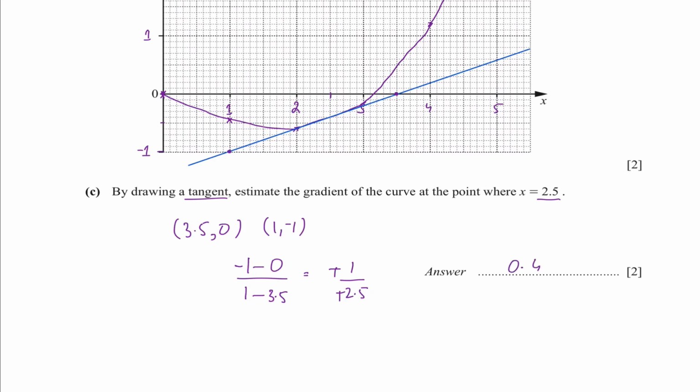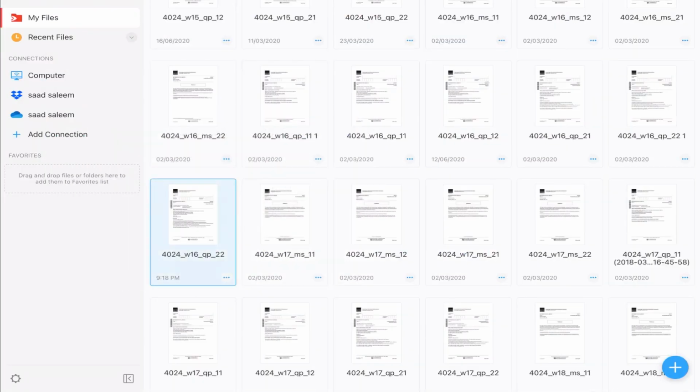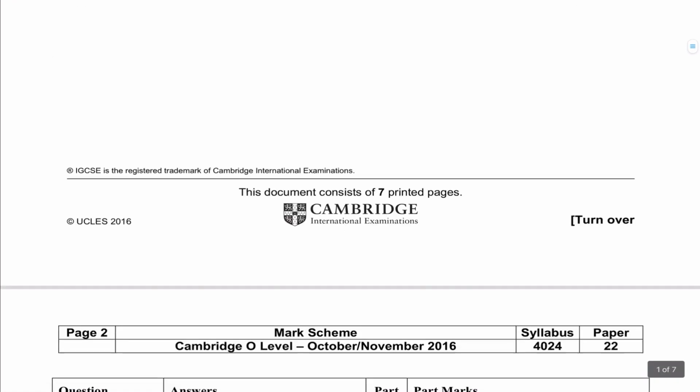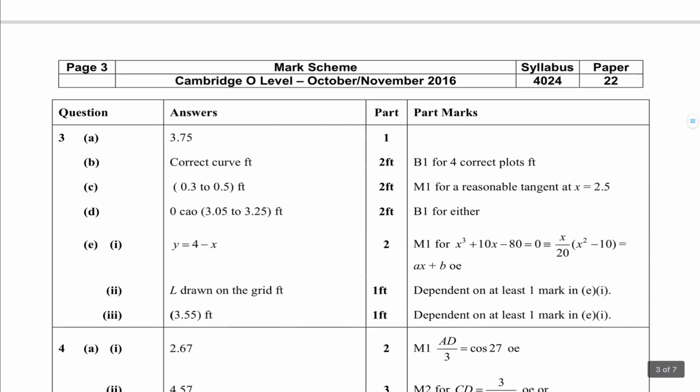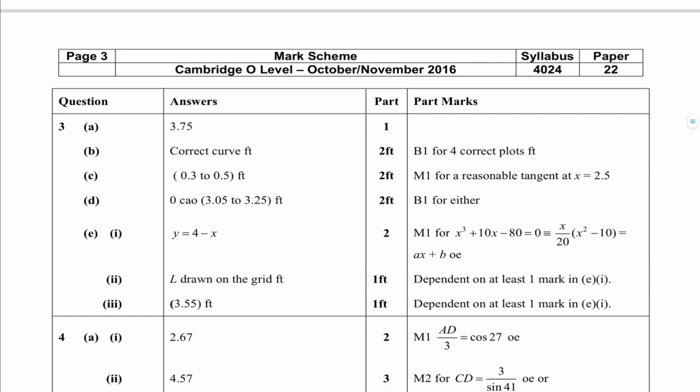Now let's check if our answer is inside the acceptable range or not. So this is winter 16, paper 2, variant 2, and where is the marking scheme? Here it is, question number 3. So yeah, our answer is in fact inside the acceptable range, because the acceptable range you can see is from 0.3 to 0.5, so we are well within that. In fact, I think we're pretty accurate.